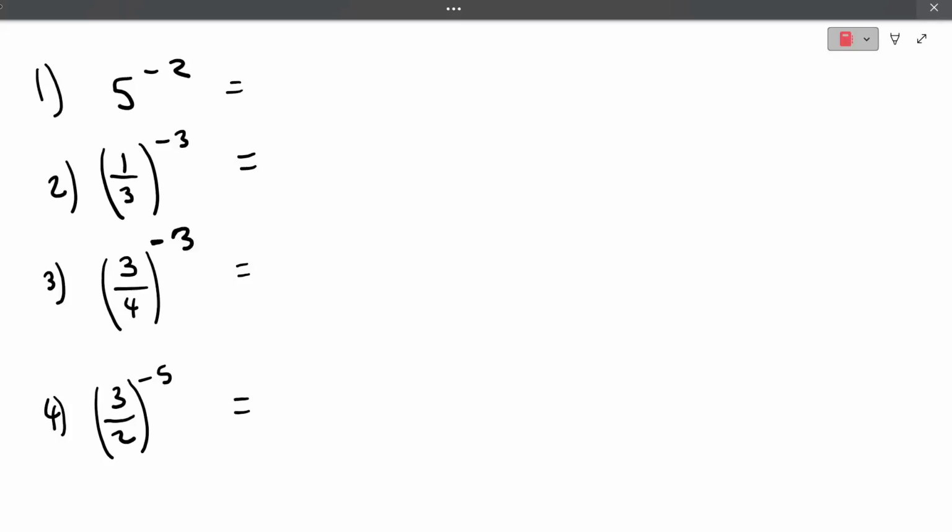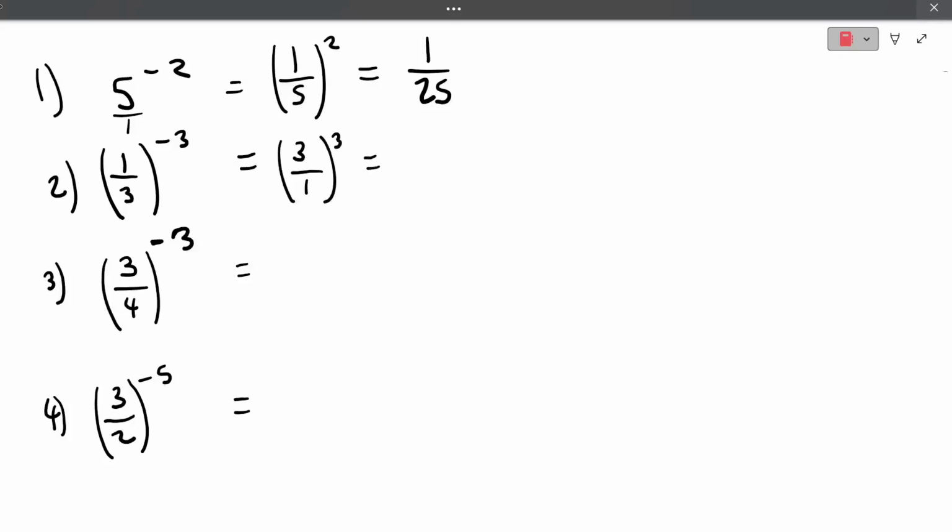Okay, so let's have a little look at this. We have 5 to the minus 2. Now, what this really is, is almost like 5/1. We flip the fraction to be 1/5, and we square it, which is 1 squared is 1, and 5 squared is 25. If I have 1/3 to the minus 3, that's like going 3/1 cubed. 3 cubed is 27/1, and then 27 divided by 1 is just 27.